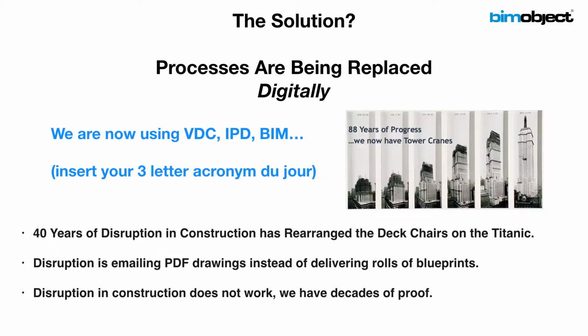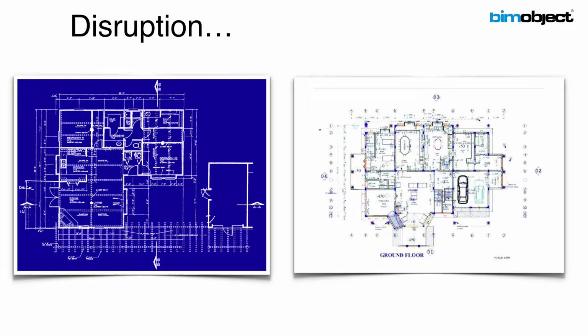way. Now, the delivery methods of those communications are different, but the communication platform itself is the same. So we think that disruption is that we're emailing a PDF drawing instead of delivering a roll of blueprints. I mean, seriously, this is largely what the industry's seeing, and it's not got to change; it's changing. So disruption doesn't work. That's why we have to, as I said, replace.